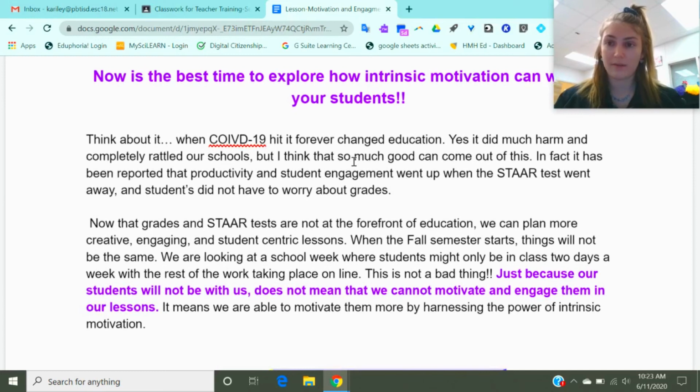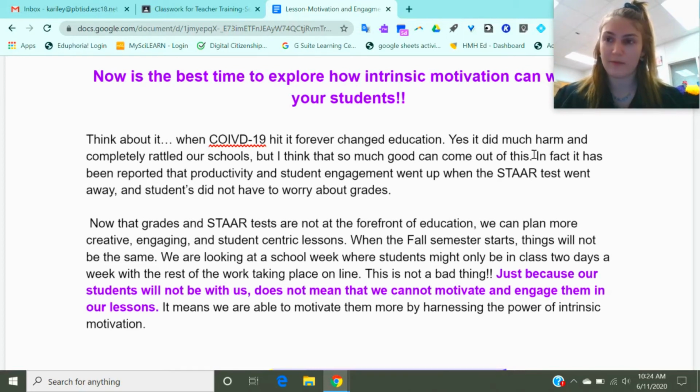And yes, a lot of harm was done. It's completely rattled our schools. It's completely rattled all of us. I feel like none of us have felt normal since before spring break. But I think that so much good can come out of it. And that's what I say about staying positive. It sounds cliche, just stay positive, make the best out of a bad situation. But it's true. In all this craziness, maybe we could take advantage of some of the opportunities that the situation has presented us.